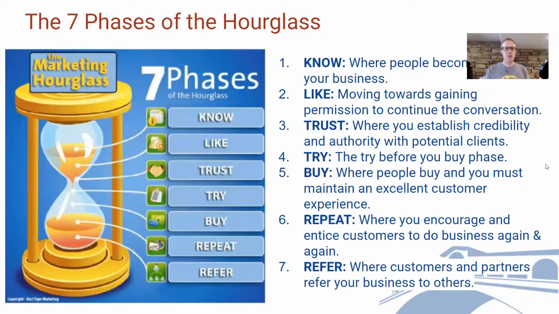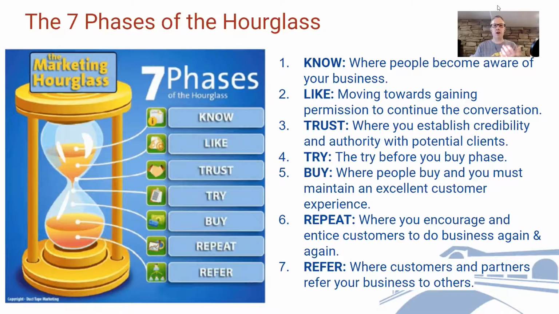So let's talk about each one of these elements. Know is where people are becoming aware of your business. It's that first step. Like, we're just continuing that conversation. They know about us, and they're starting to like us, hopefully, with the information that we're putting out. As we continue to put out that information, have that conversation, and build that relationship, they begin to trust us. This is where we're establishing that credibility and authority with potential customers or clients.